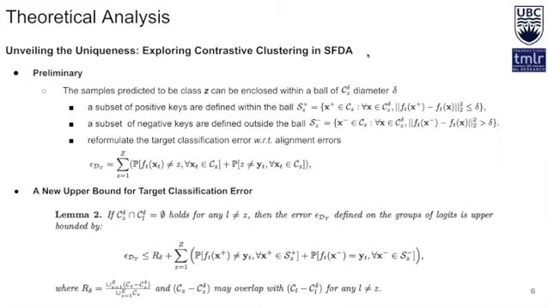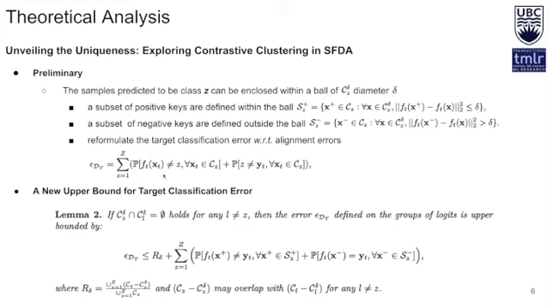Next, we explore how we can reduce the target classification error in contrastive source-free domain adaptation frameworks. Here are some preliminaries. We define that the samples predicted to be class Z can be enclosed within a ball of diameter delta. Based upon that, we define a subset of positive keys within the ball as S_Z plus, and a subset of negative keys that are outside the ball as S_Z minus. Then we reformulate the target classification error with respect to the misalignment error.